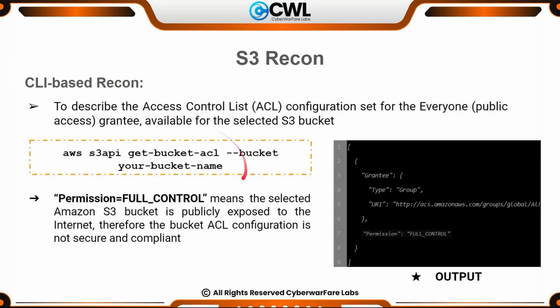This command right here, you can see, is used to describe the ACL configuration set for the public access grantee available for the selected S3 bucket. In this command, we need to specify the bucket ID or bucket name. As depicted in the screenshot, after executing the command, we receive the ACL configuration set as an output. In this ACL set, we can see the permission is set for full control, indicating that the selected bucket is publicly exposed, which is not secure and not compliant as well.